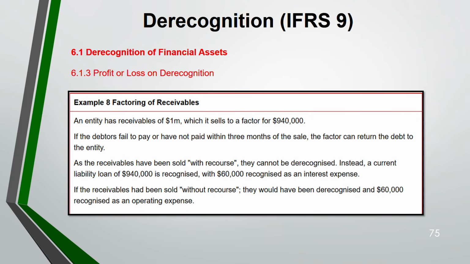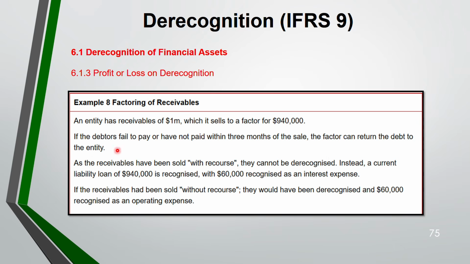Now, factoring of receivable. This is about an entity having a receivable of 1 million, but they are selling it to a factor for 940,000. That means the factor will collect on their behalf. If the debtor fails to pay or has not paid within 3 months, the factor can then return the debt to the entity. So as the receivable has been sold with recourse, you can't derecognize.